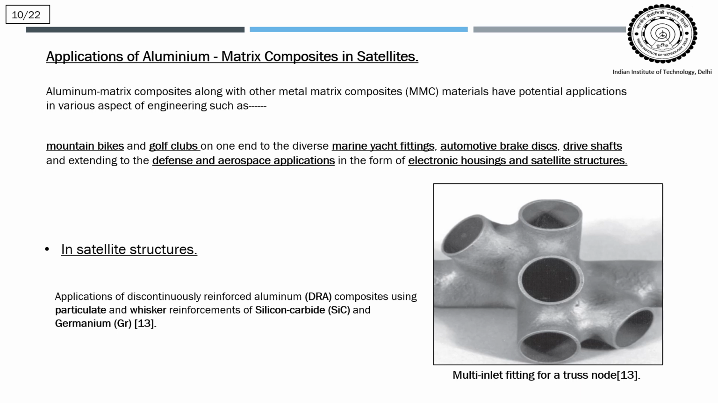Now, aluminum matrix composites, on one side, have application areas such as mountain bikes, golf clubs, and marine yacht fittings, and on the other side they are used in defense and aerospace applications, electronic housings, and satellite structures. On the right side, from the reference 13, we can see a multi-inlet fitting for a truss node.